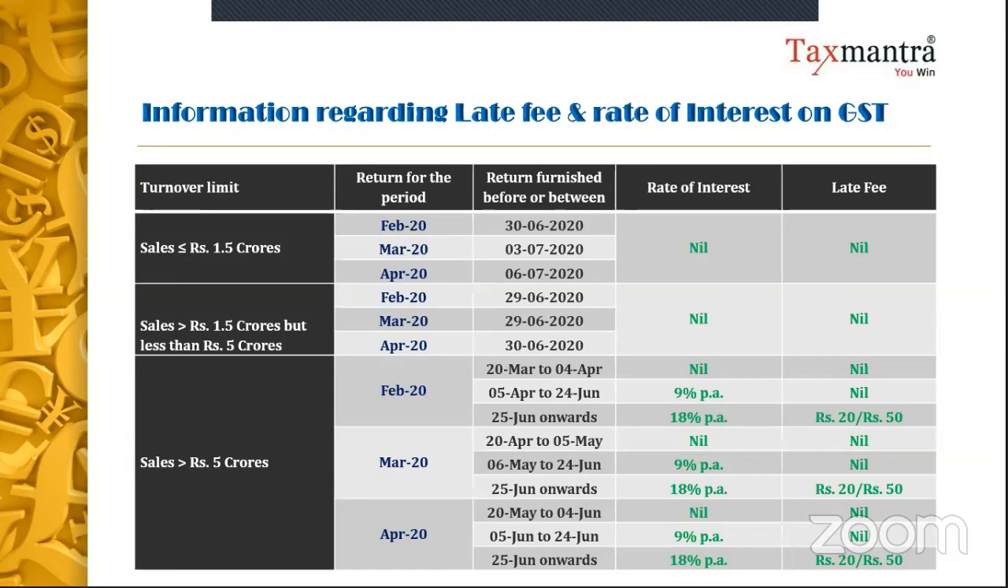For the return period March 2020, if the taxpayer makes the payment between 28th April to 5th May, the rate of interest and late fees will be nil. If the taxpayer is able to make the payment between 6th May to 24th June, the interest rate will be 9%, but there will be no late fees. If the taxpayer makes the payment after 25th June, then the interest rate would be 18% and the late fees will be 20 or 50%.